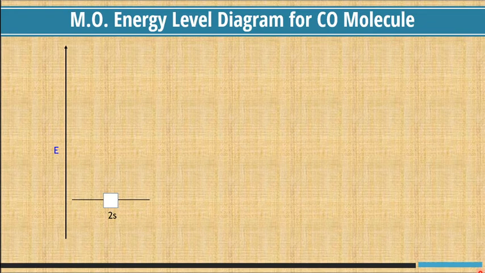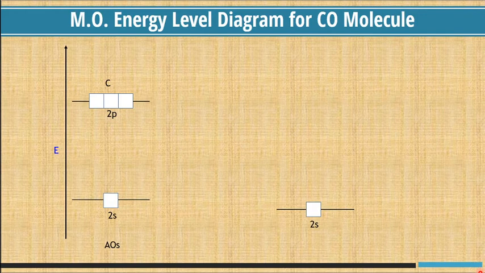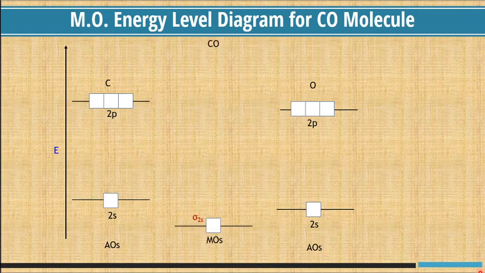So these are the 2s and 2p atomic orbitals of carbon atom. These are the 2s and 2p atomic orbitals of oxygen. The combination of 2s orbitals will give rise to two molecular orbitals. These are the bonding molecular orbital and the anti-bonding molecular orbital. Bonding molecular orbital is sigma 2s and anti-bonding molecular orbital is sigma star 2s.